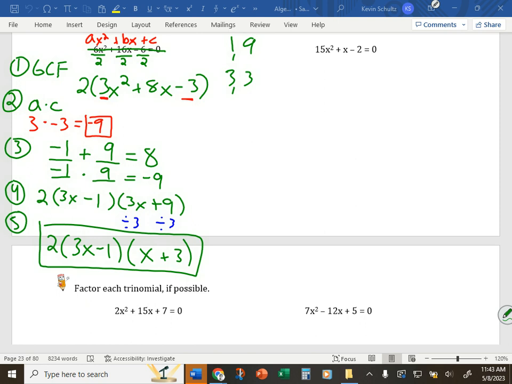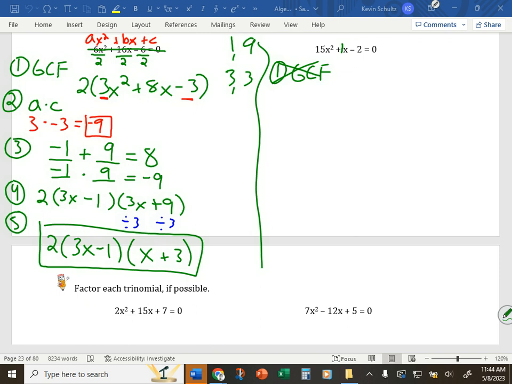Okay, let's do another one together here. 15x squared plus x minus 2. Step 1, factor out that greatest common factor. What is the GCF of 15? Remember, this is a 1 here. It's not written. What's the GCF of 15, 1, and -2? 1. And factoring out a 1, is that really going to do anything? No. So in this case, there is no greatest common factor, and so we can skip step 1 completely. And we move immediately to step 2.